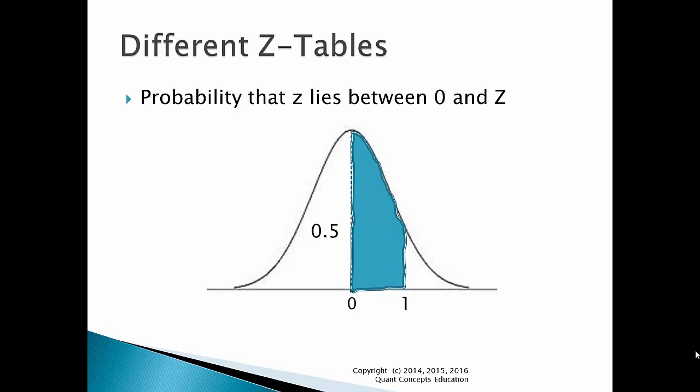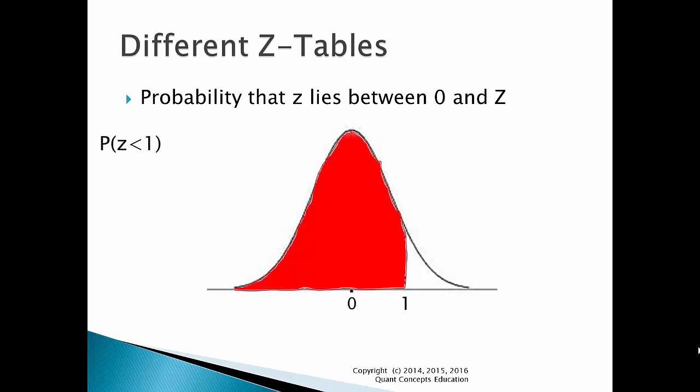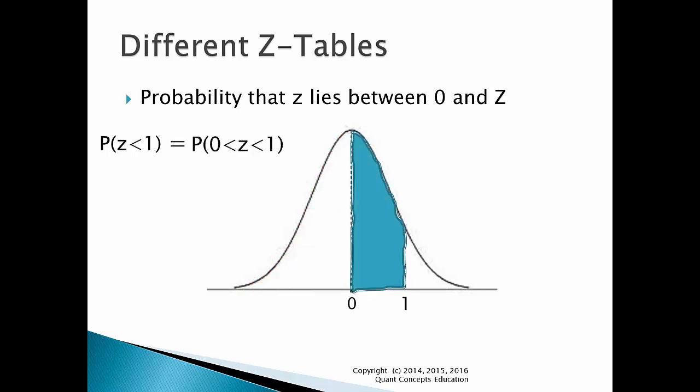So since we know the area to the left of 0 is 0.5, and the z-table tells us the area between 0 and 1, we can sum them up and find the cumulative probability of z equals 1. That is, what is the probability that z is less than 1? We can calculate this by summing up the probability that z is between 0 and 1 and 0.5. Using the z-table, you'll find that the probability that z is between 0 and 1 is equal to 0.34134. Therefore, the cumulative probability is equal to 0.841, which is what we found earlier.